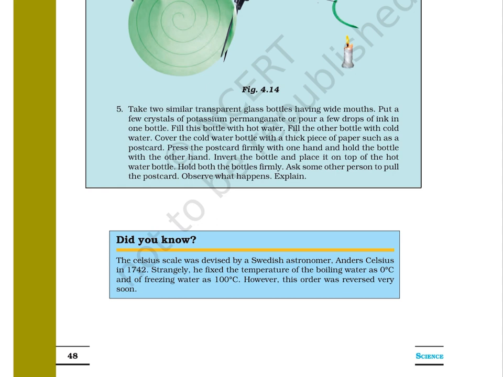Did you know? The Celsius scale was devised by a Swedish astronomer Anders Celsius in 1742. Strangely, he fixed the temperature of the boiling water as 0 degrees Celsius and of freezing water as 100 degrees Celsius. However, this order was reversed very soon.